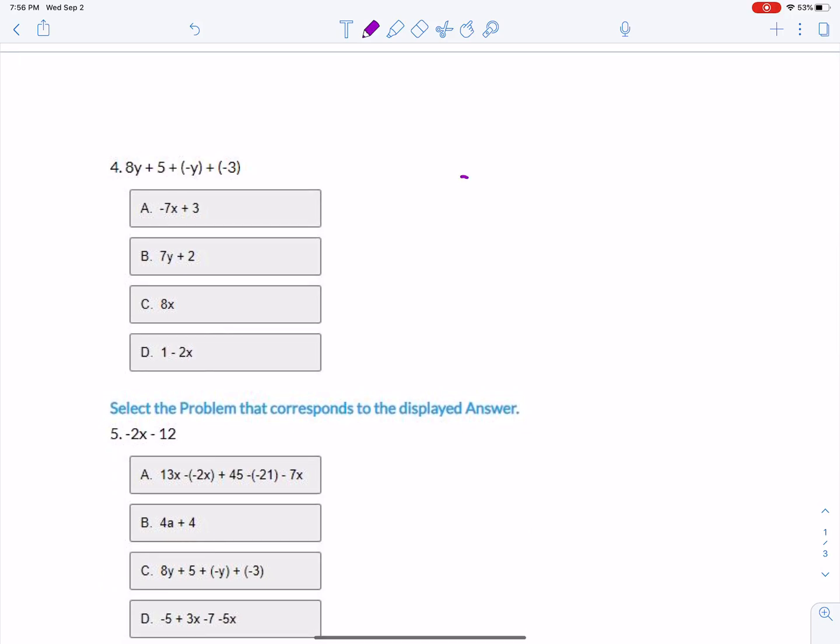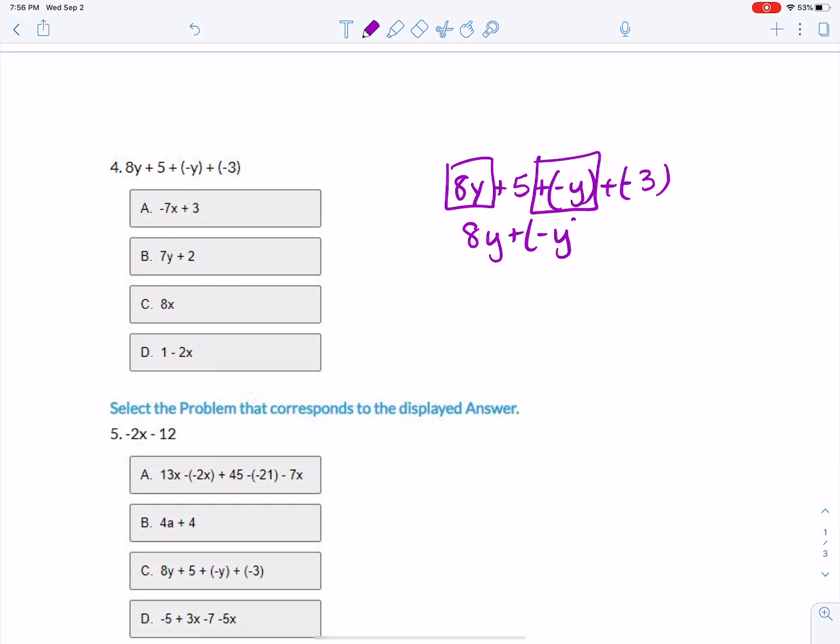I'm going to rewrite this one as well. 8y plus 5 plus negative y plus negative 3. So I'm going to put this one and this one together. 8y plus negative y. I'm going to put this one and this one together, plus 5. That's a plus negative 3. So 8y minus y becomes 7y. This is 5, and negative 3 becomes positive 2. Answer is there.